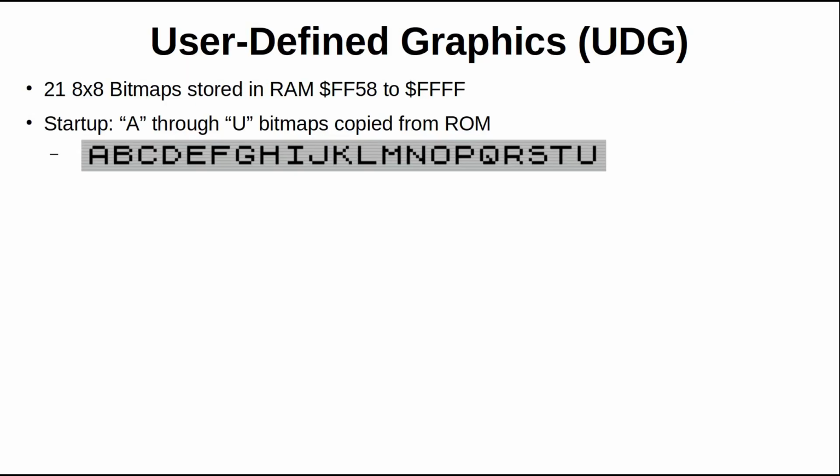At startup, the bitmaps for letters A through U are copied from ROM to this part of RAM, but then you can overwrite them at any time to make up 21 8x8 bitmap characters of your own design.